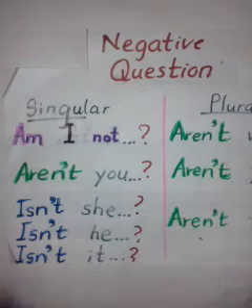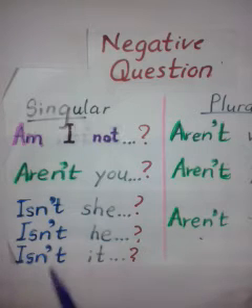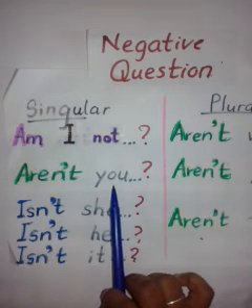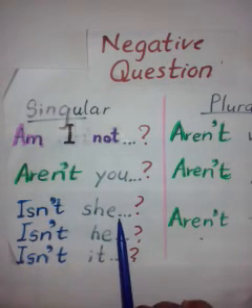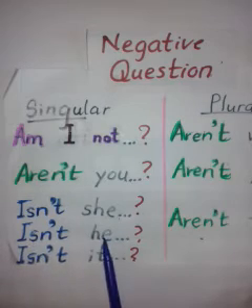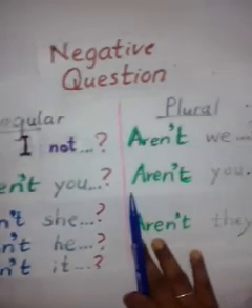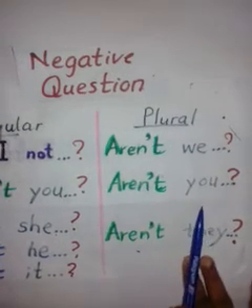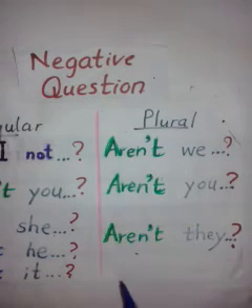Am I not? That is a special sentence pattern. All the other sentences are similar. Aren't you? Isn't she? Isn't he? Isn't it? And then aren't we? Aren't you? Aren't they?